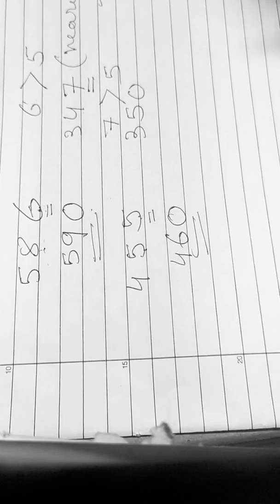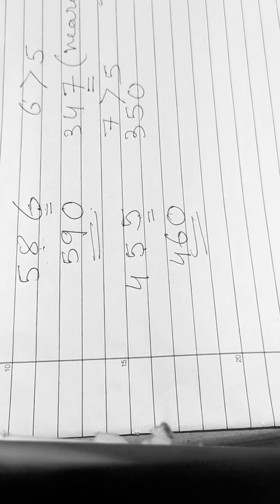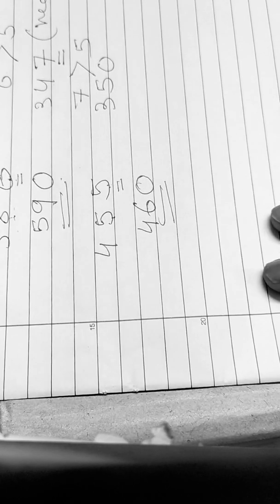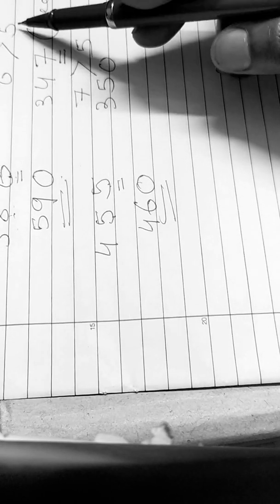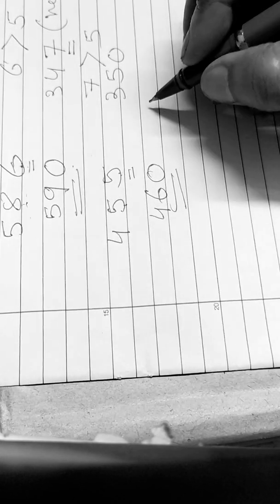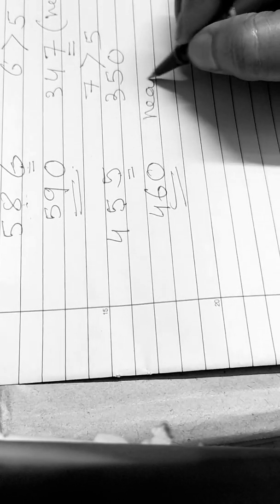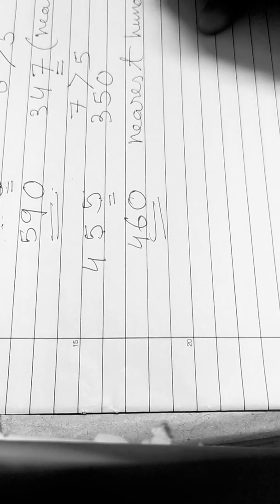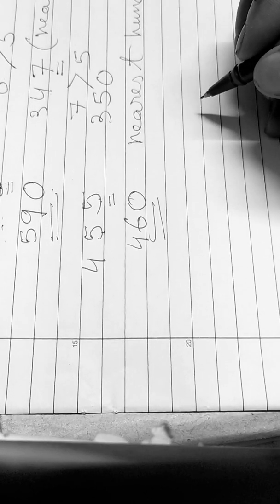Okay. Now, next, rounding off a number to the nearest 100. Nearest 100. Here, nearest 10, we see what digit is at the unit place, and for nearest 100 when we have to round off, nearest 100. Clear?